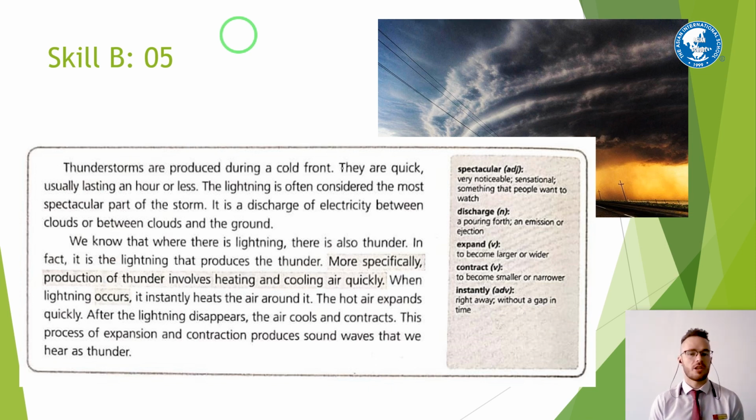Thunderstorms are produced during a cold front. They're quick, usually lasting an hour or less. The lightning is often considered the most spectacular part of the storm. It's a discharge of electricity between clouds or between clouds and the ground. We know that where there is lightning, there is also thunder. In fact, it is the lightning that produces the thunder. More specifically, production of thunder involves heating and cooling air quickly.